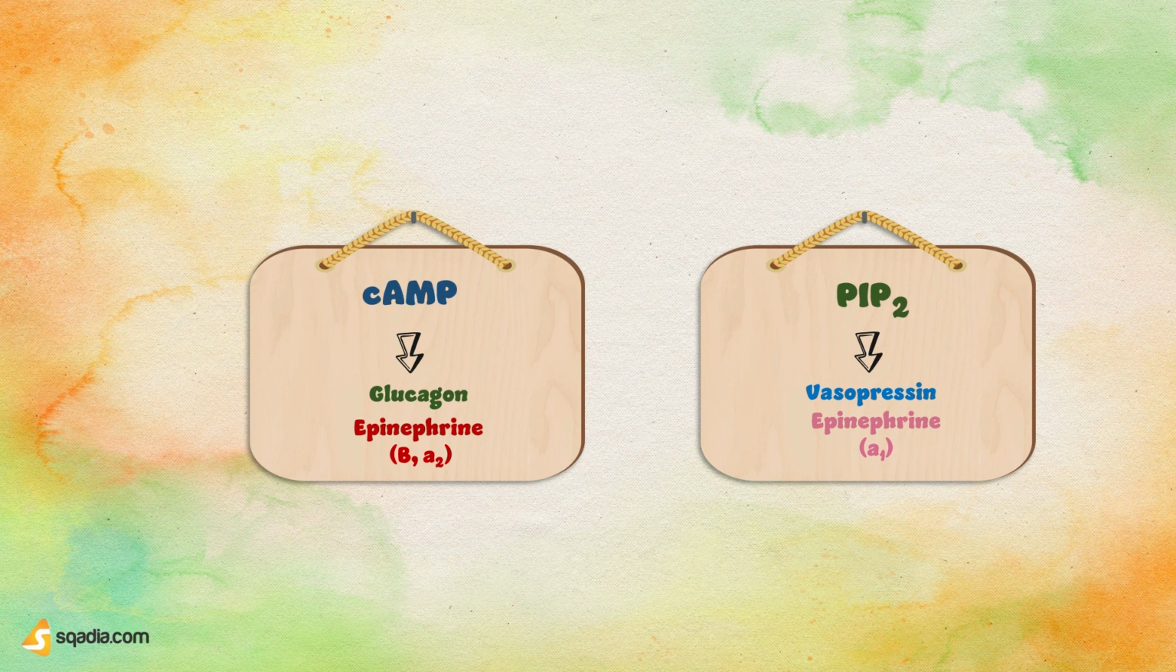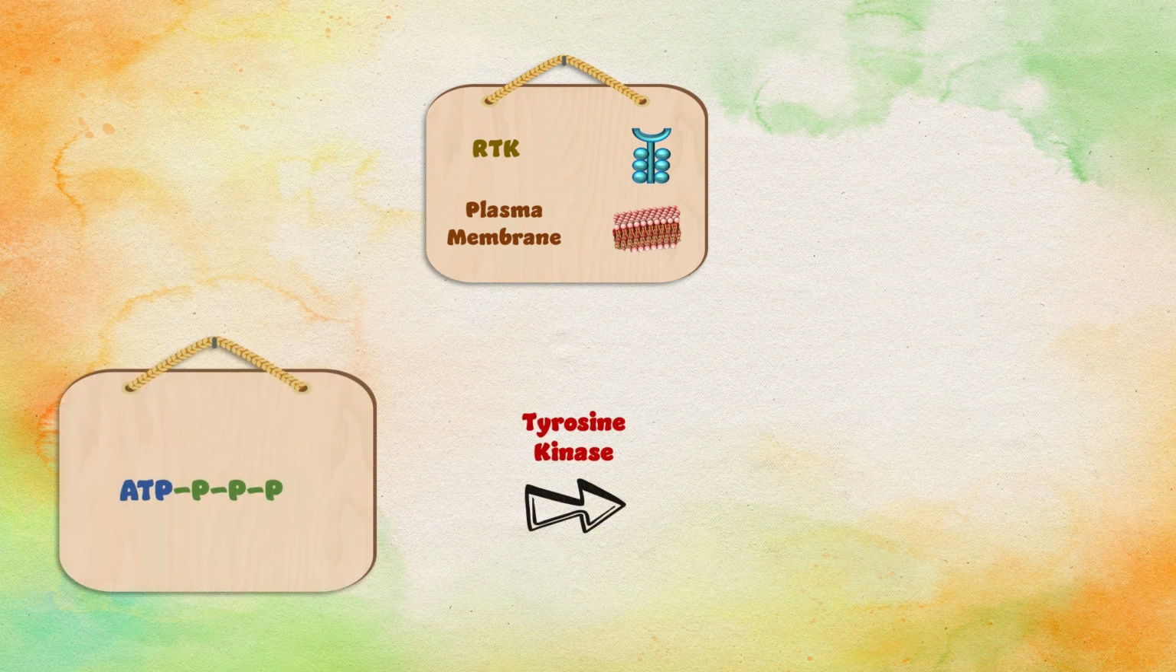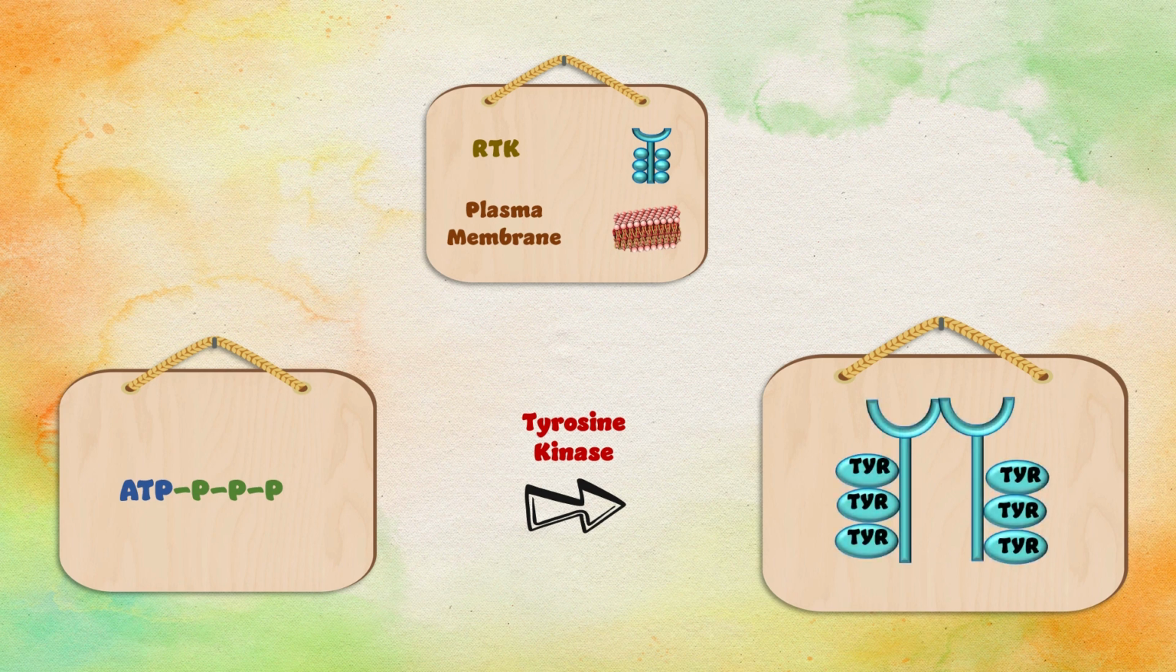Moving towards receptor tyrosine kinase. Receptor tyrosine kinases are plasma membrane receptors and have an enzymatic activity. Tyrosine kinase is an enzyme that catalyzes the transfer of a phosphate group from ATP to the amino acid tyrosine on a substrate protein. The receptor tyrosine kinases are a large superfamily of receptors that function as the receptors for a wide array of growth factors, including epidermal growth factor and fibroblast growth factor.